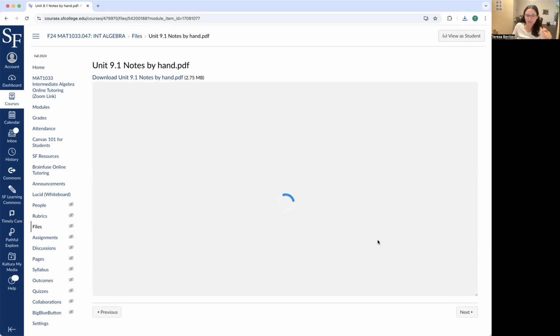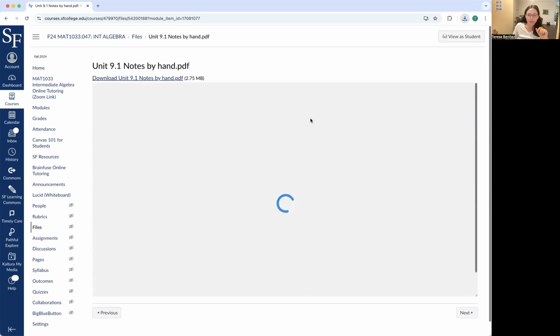We'll give this a few seconds as well, and you'll see the scanning. 9-1 is simplifying and combining radicals. It's a topic that begins pretty mild, but then some other problems later on are not trivial, okay?